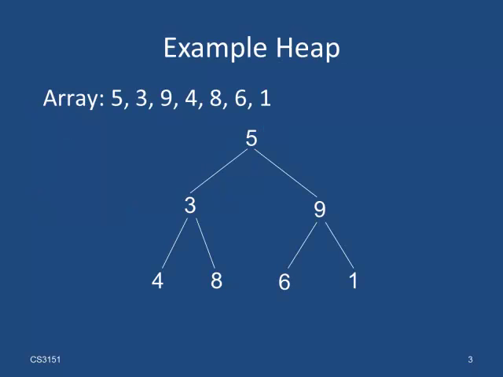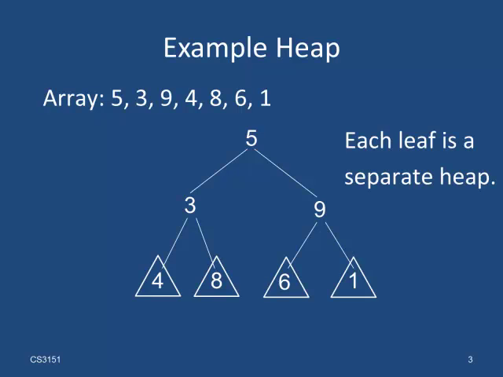Assume we have the array with the 7 elements 5, 3, 9, 4, 8, 6, 1. We can interpret the array content as a complete binary tree where the elements in the array represent the binary tree elements in level order, just like in a heap. But the corresponding tree is in general not a heap. Now look at the leaf nodes and interpret each leaf node as a tree consisting of a single node. Each of these single node trees is also a heap by itself. Interestingly, about half of the nodes are leaf nodes.